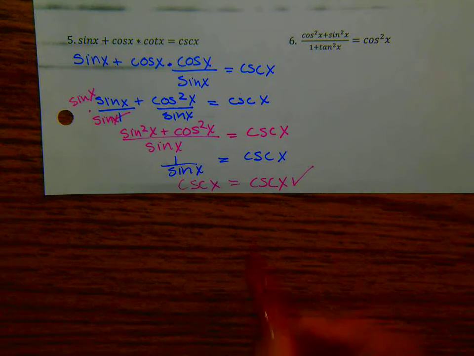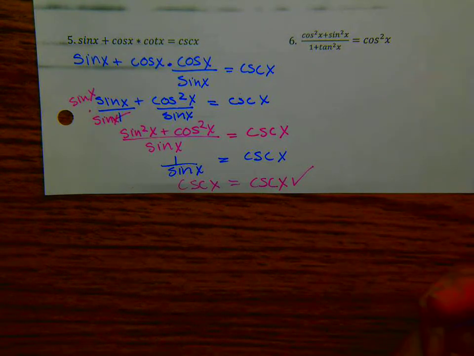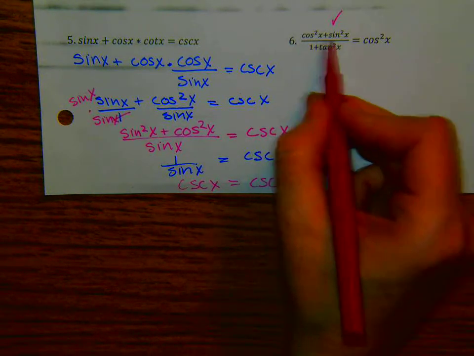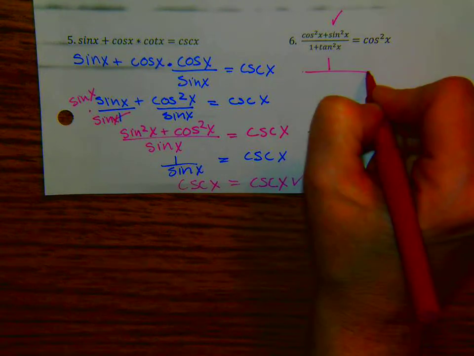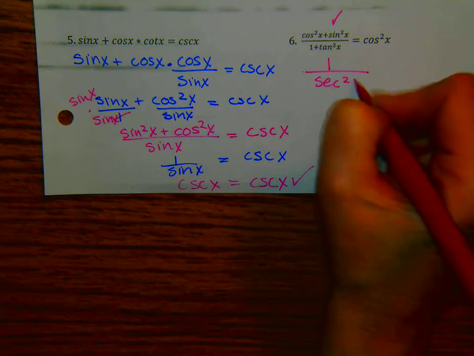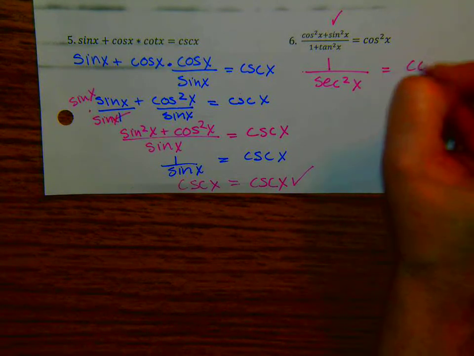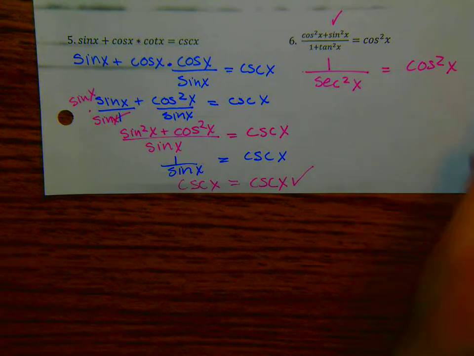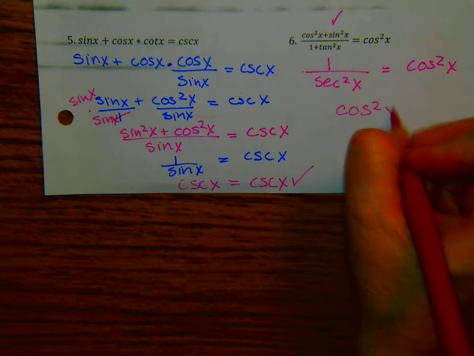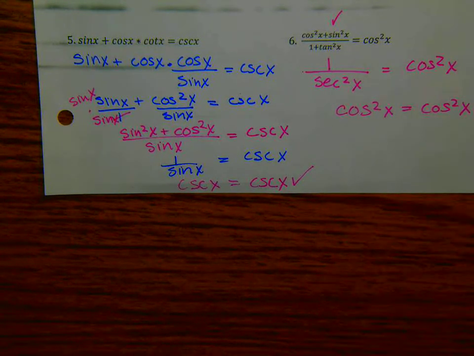Now, I can see Pythagorean identities right away, so I'm going to make substitutions right away. This is the more complex side. Cosine squared plus sine squared is 1. 1 plus the tangent squared is the secant squared of x. Make sure that I've got that right. Yes. Equals the cosine squared of x. Do not touch. What is 1 over the secant squared? Well, that is the cosine squared. Equals the cosine squared. And I'm done. I have verified the identity.